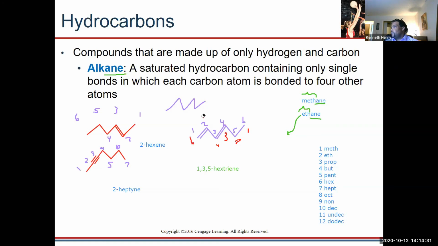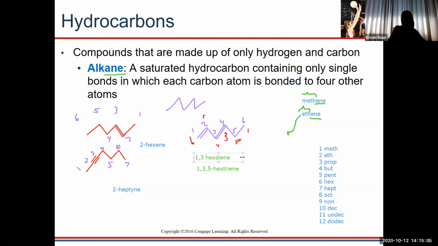So that will give me a higher number. So in this case, we always want to go with the lowest possible numbers. So I'd go with 1, 3-hexadiene instead of going with 3, 5. Those are bigger numbers, right? So you always want to have the smallest numbers on the most important functional group. Okay, that makes sense. Piece of cake so far?